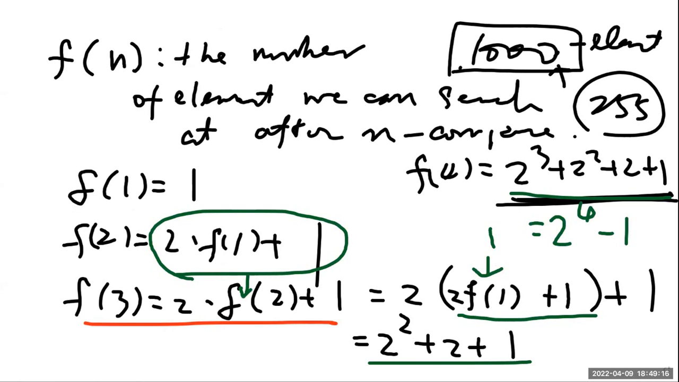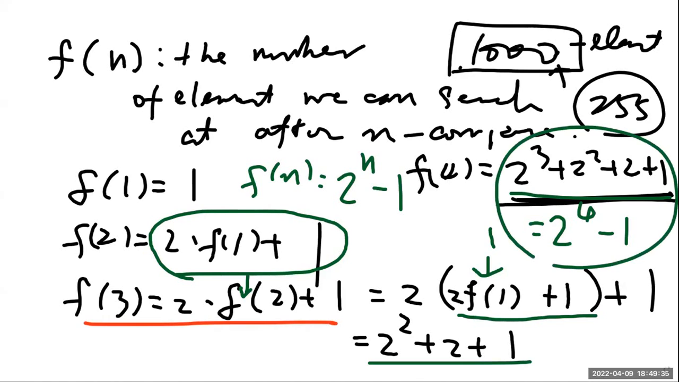We can prove that. So the conclusion is that with n searches, you can search for 2 to the power n minus 1 elements. Does that make sense? Okay, now how to prove this one?